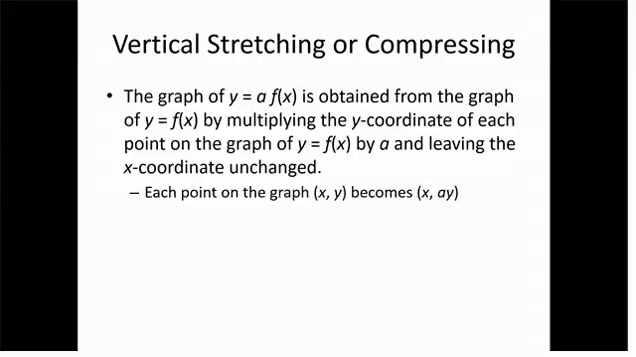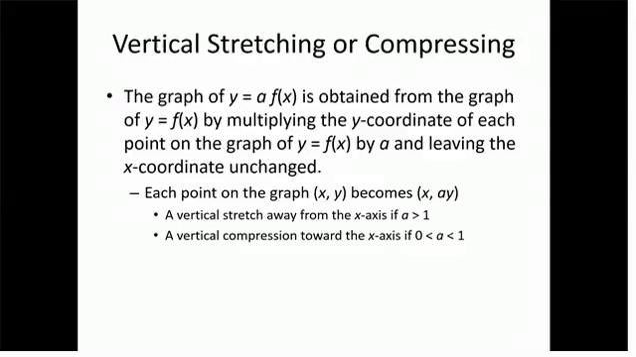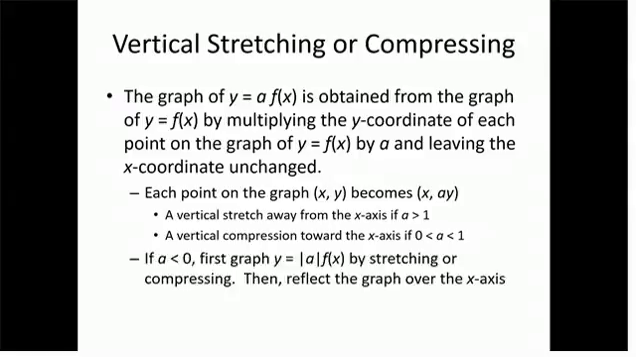So each point on my graph becomes x, a times y, and a vertical stretch away from the x-axis will occur if a is bigger than 1. Because if I multiply by a number larger than 1, then the size of my y value will increase. A vertical compression towards the x-axis will occur if a is between 0 and 1. This will take my y coordinate and make it smaller, moving it closer towards the x-axis.